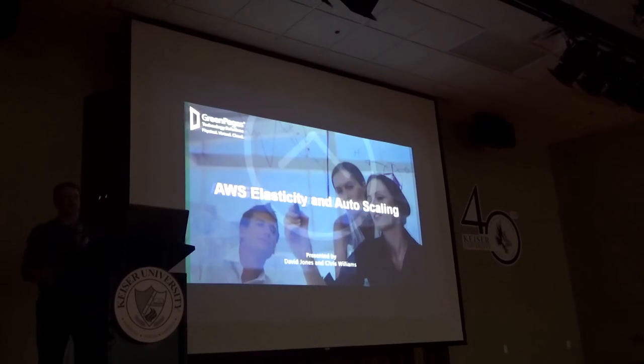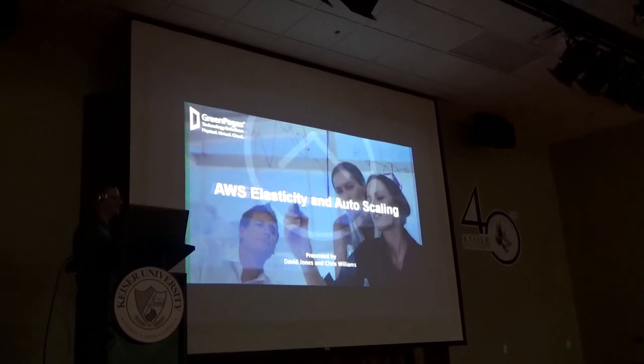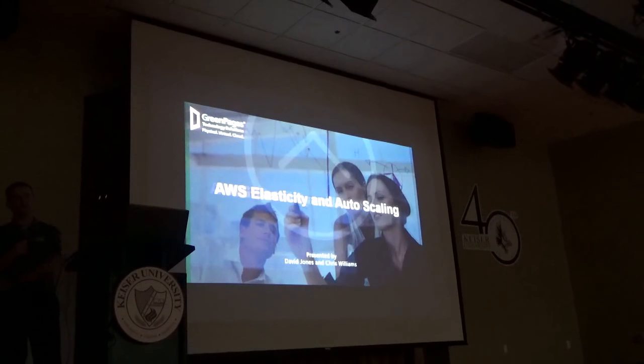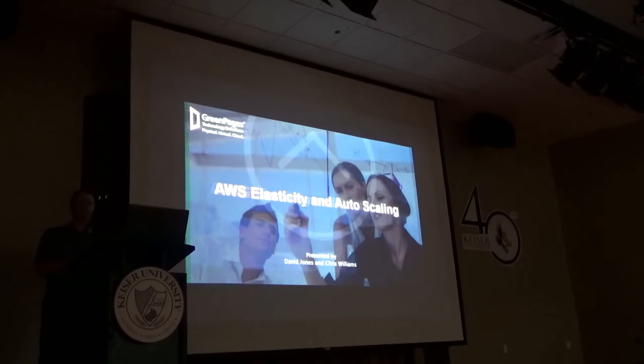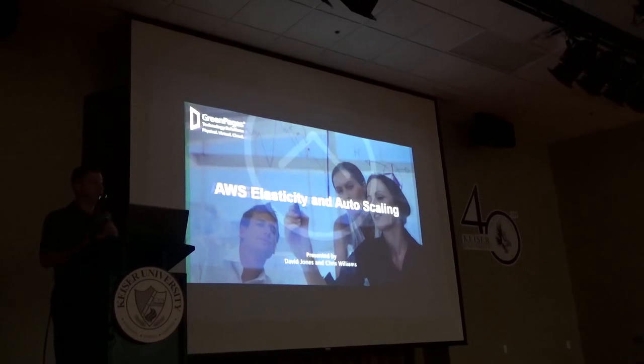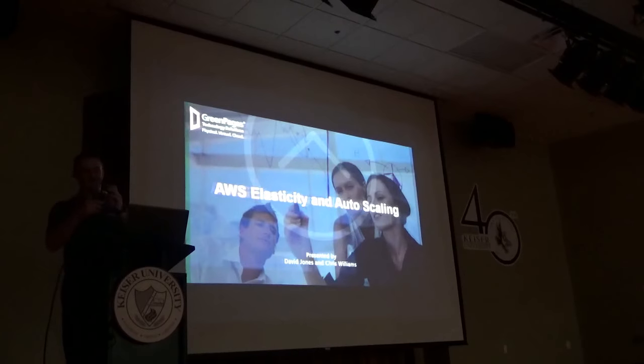All right, so I am David Jones. This is Chris Williams. We are from Green Pages. For those of you who don't know, Green Pages is a cloud solutions provider and general technology integrator, implementer. We're based out of Kittery, Maine, with offices all up and down the East Coast: Boston, New York, Atlanta, Tampa. So we are here today to discuss elasticity and autoscaling within AWS.